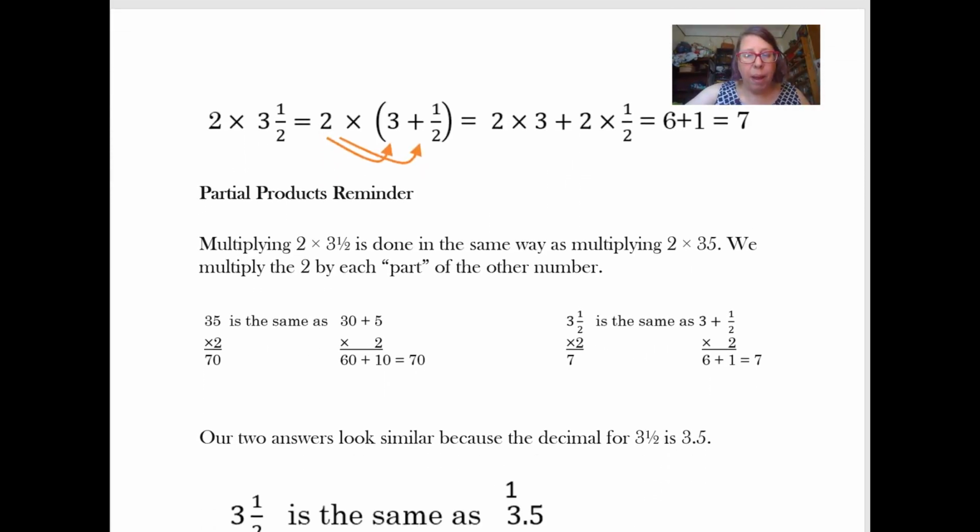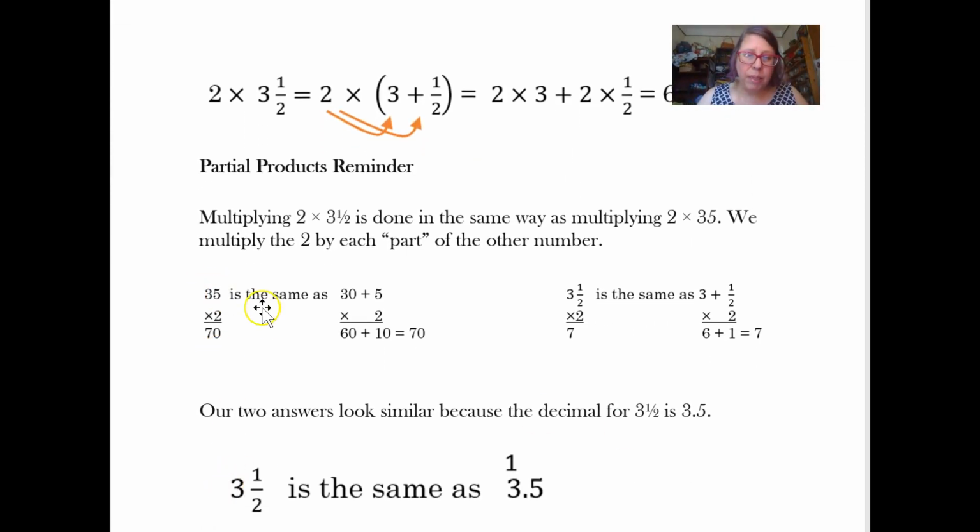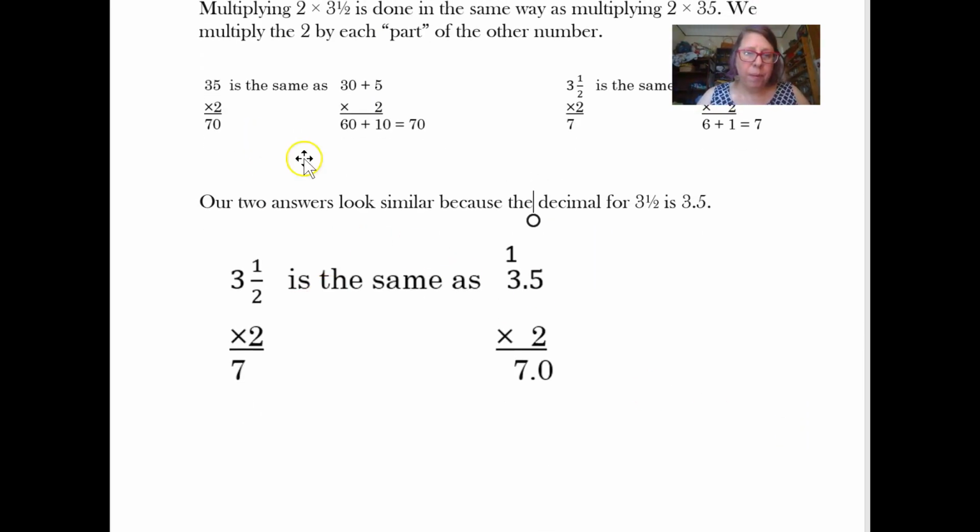So just a little reminder about partial products. Remember when we did a number like 35 times 2? We would do 30 plus 5. Well, the same as 3.5 times 2. We do 3 plus 1/2 and then times the 2. And you notice how similar the answers look. 35 times 2 is 70. 3.5 times 2 is 7. And you could just do that multiplication, you get 7.